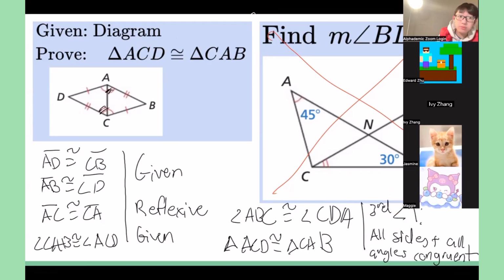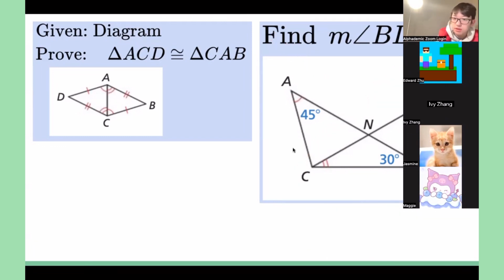In the future, you won't have to prove that every single side and every single angle is congruent, but this is just a good preview for it. There are other ways to prove congruence instead of solving for every single side and every single angle, because that would be very tedious.